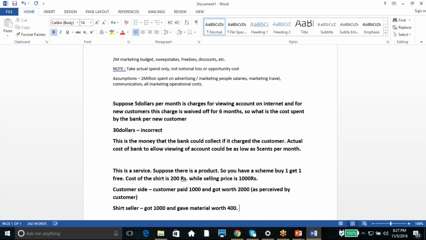Okay. Yes. So in this case, we can assume the cost spent by the bank could actually be very, very low, maybe just $1 also. That's the correct answer. So whatever you assume, you can put there. Logic should be correct. It can be $1 or $5 or whatever, but the logic should be correct.